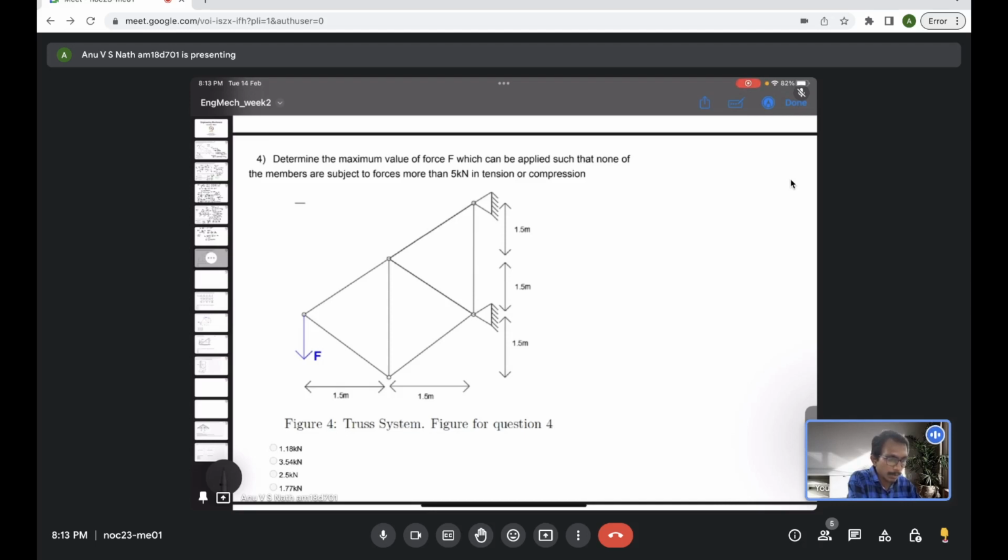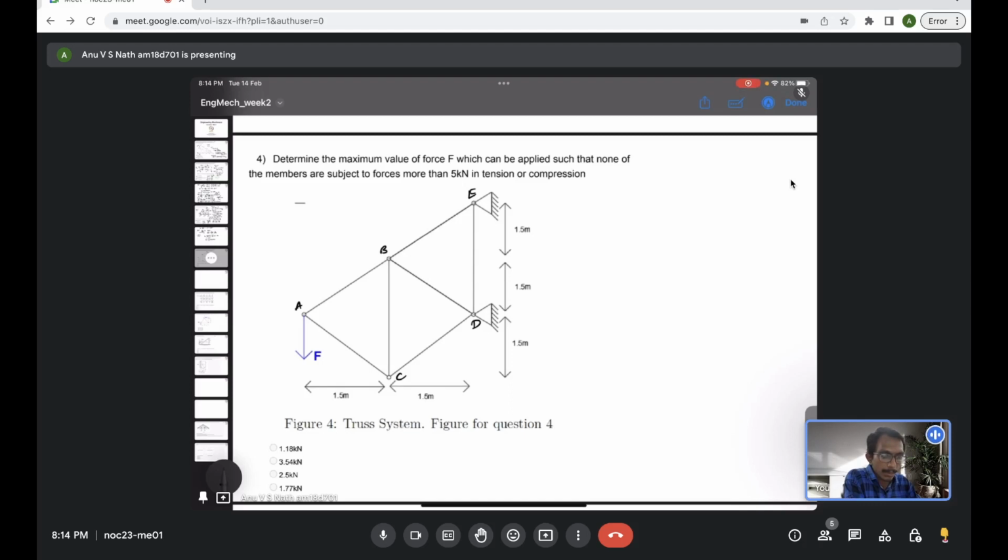So we have a structure which has a lot of members. Let's call these joints A, B, C, D and E. At A there is a force F acting. So we have to find the maximum value of F, such that none of the forces, either compression or tension, in any of the members will cross 5 kilonewton. I hope the question is clear.